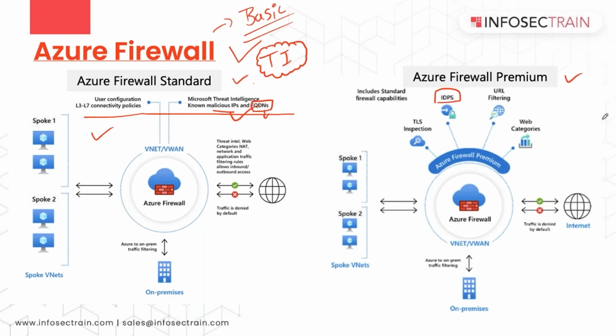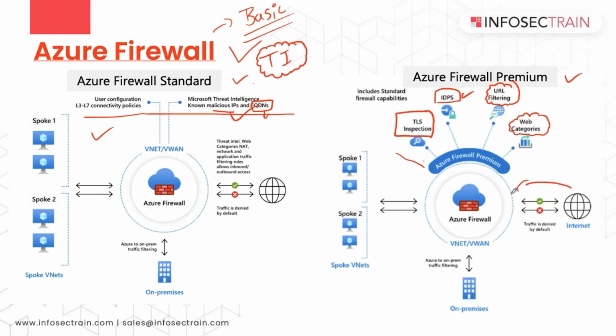These exploit categories include things like malware, phishing, coin mining, and Trojan attacks. So this has features like IDPS. In addition to that, you can do something like URL filtering. You can do web category filtering as well. You can do TLS inspection of the traffic that is reaching towards your network.